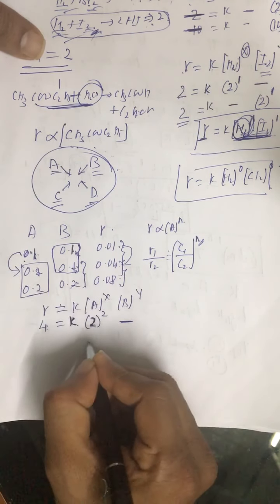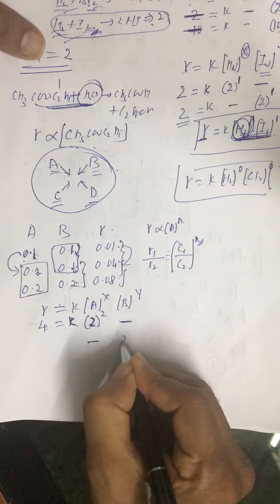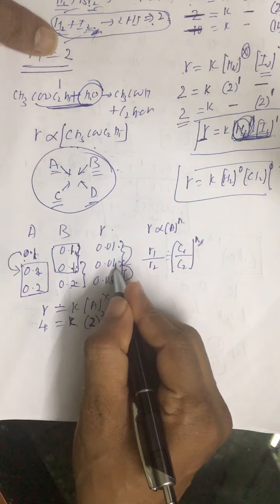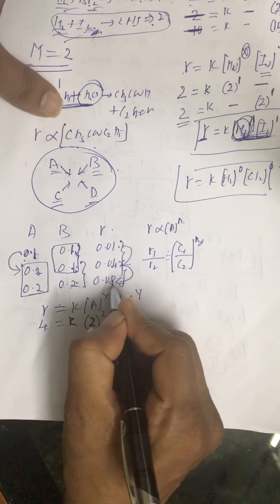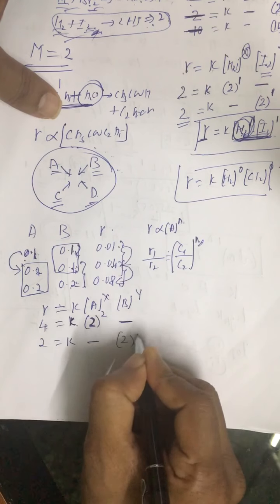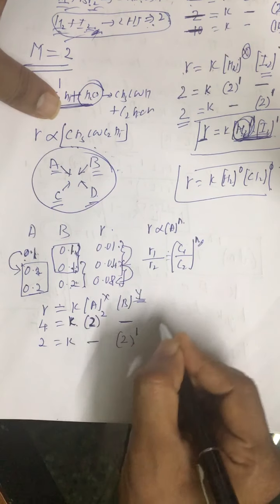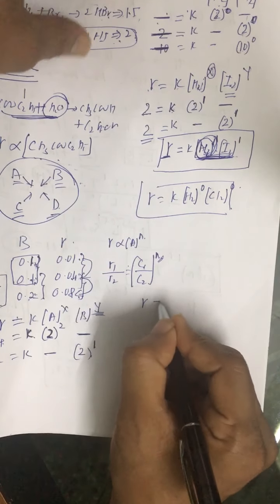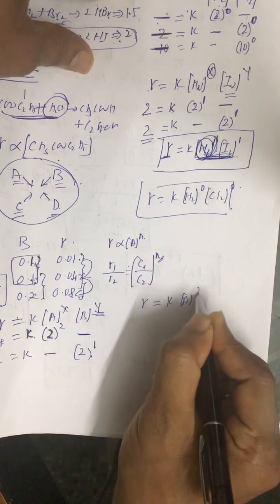Similarly, in the next observation, what will you do? The concentration of A is kept constant, concentration of B is doubled, and what is happening to rate? It is increased from 0.04 to 0.08, means it is doubled. So what should be the value of Y? It is 1. So now you will be able to write the rate law. You can say R is equal to K A square B.